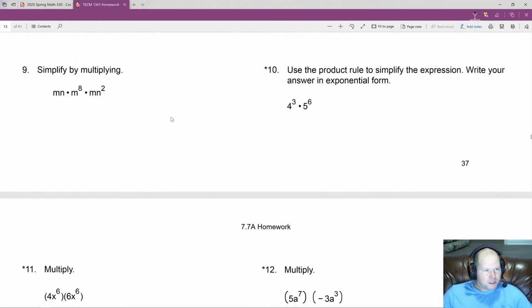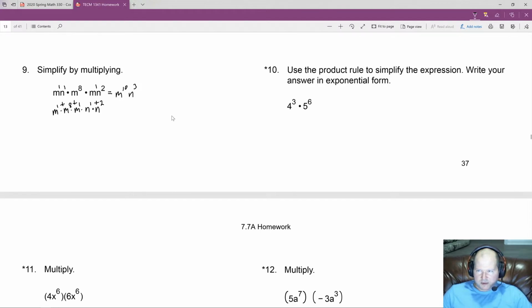All right, so let's move on. So we're going to simplify these by multiplying. So it looks like, now if you don't see the exponent, you understand that it's a 1. So we end up with m to the 1st times m to the 8th times m to the 1st, which means we add all those exponents together. And that's where we get m to the 1 plus 8 is 9. 9 plus 1 is 10. Then we have n to the 1st times n to the 2nd. And again, since we're multiplying these and they have the same base, we simply add the exponents together. And 1 plus 2 is 3. Move on to the next one.